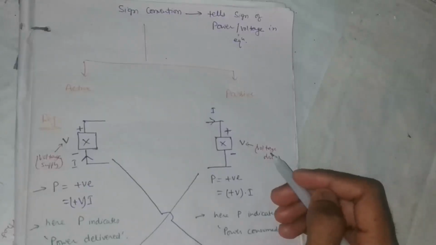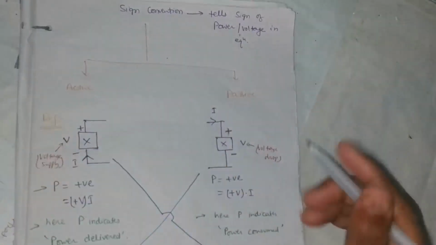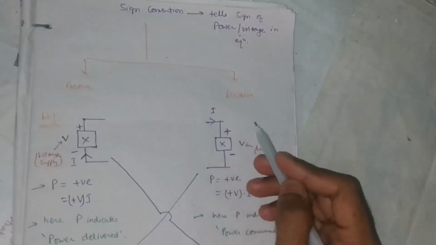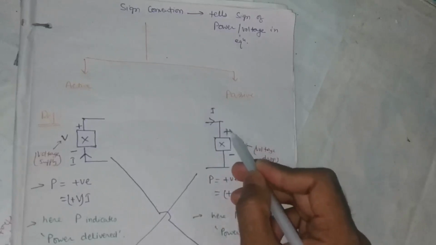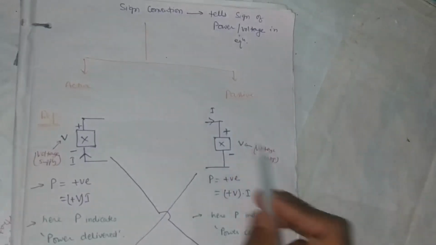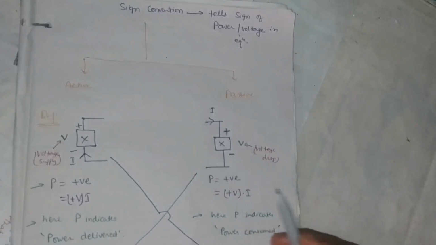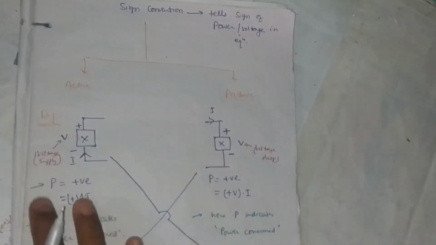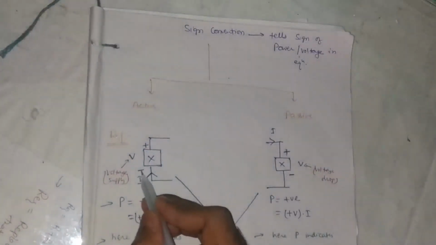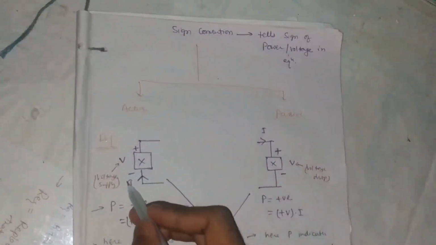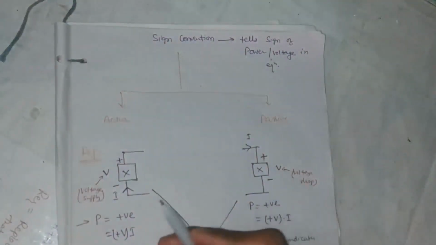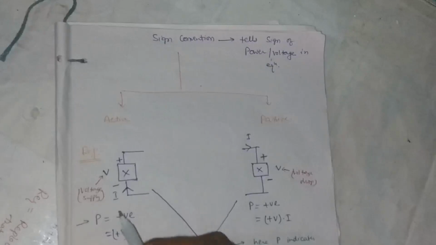To summarize what we learned: in passive sign convention, if current enters from the positive side, then the power is said to be positive, and this power indicates power consumed. While in active sign convention, if current enters from the negative side, then the power is positive, and here power indicates power delivered.